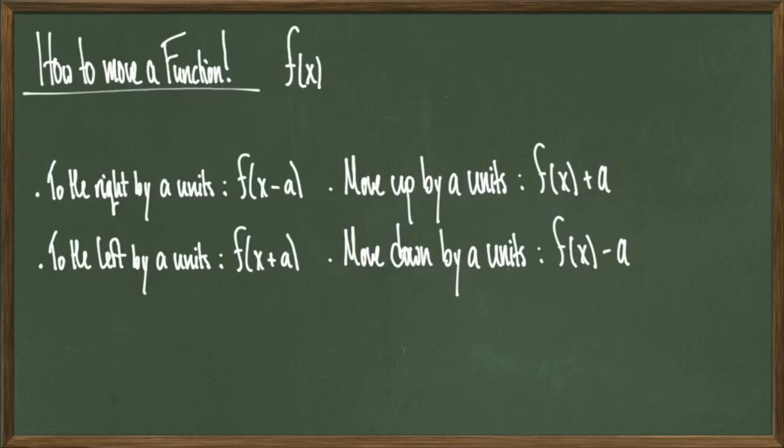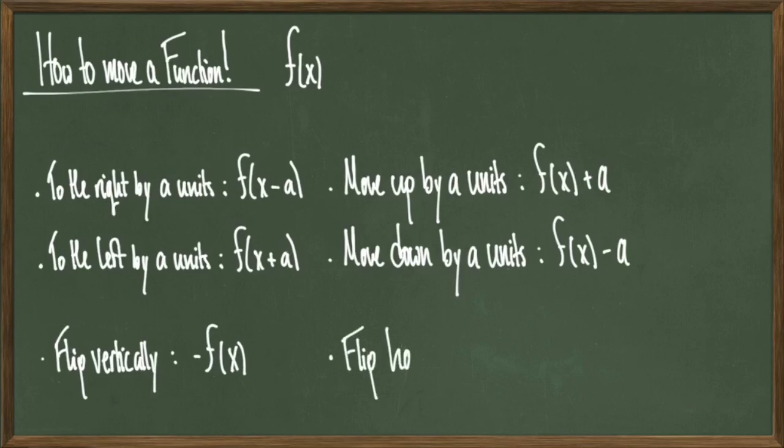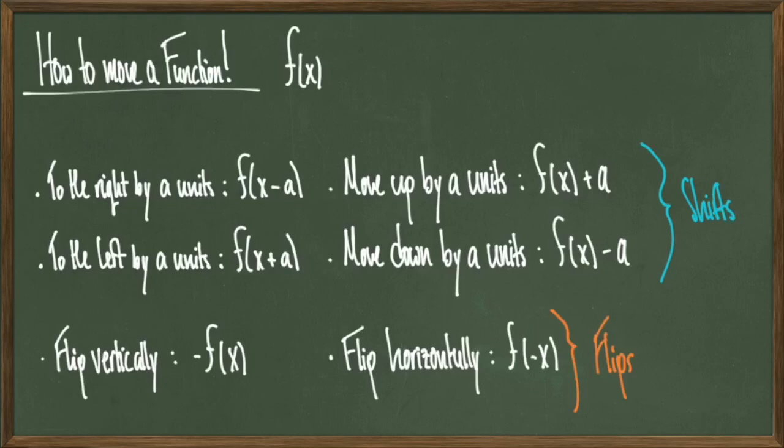not the input. So to recap, to move a function left or right, you're altering the input of the function, and to move a function up or down, you're altering the output of the function. Something else we can do is flip the function vertically on the plane by computing negative f of x. Lastly, we can flip the function horizontally by computing f of negative x. So to summarize, the kind of transformations we've talked about here are shifts and flips.